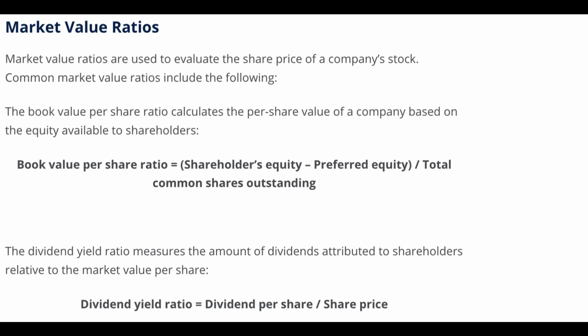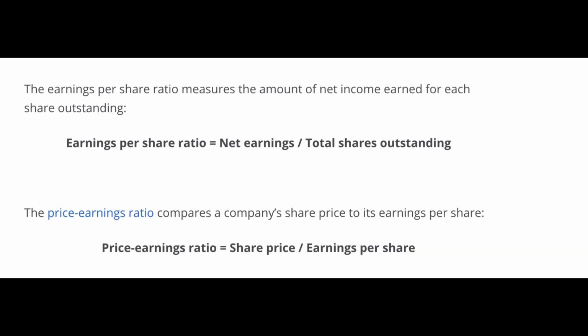The dividend yield ratio measures the amount of dividends attributed to shareholders relative to the market value per share. Dividend yield ratio equals dividend per share / share price. The earnings per share ratio measures the amount of net income earned for each share outstanding. Earnings per share ratio equals net earnings / total shares outstanding.